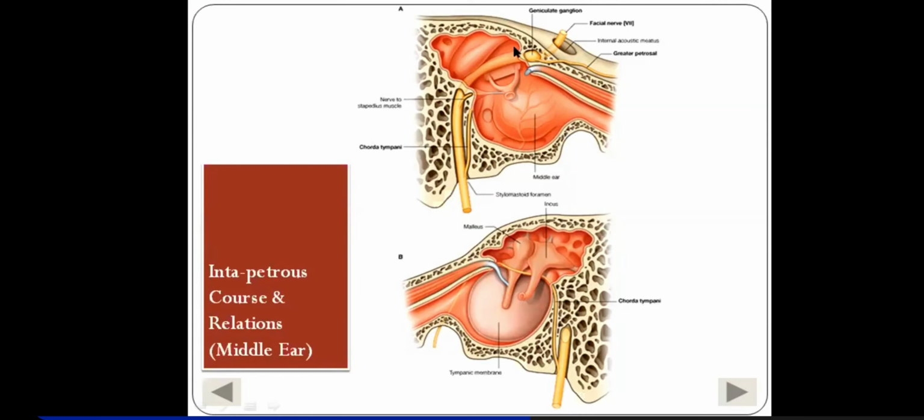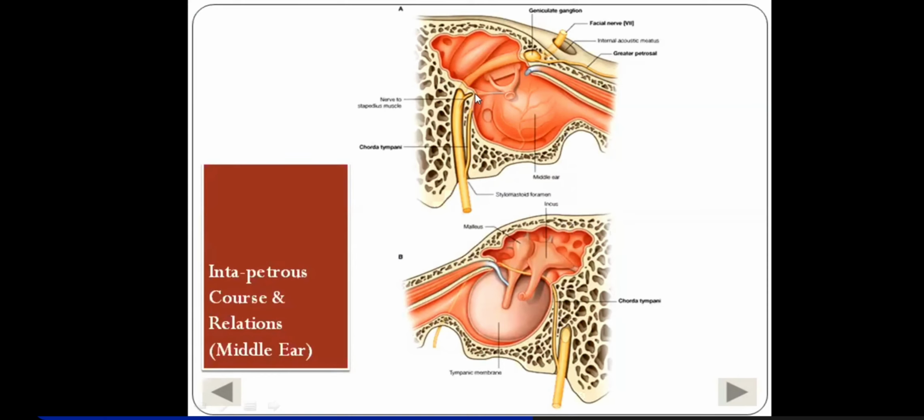Then this is the second portion, which is running above the stapes and below the lateral semicircular canal. This is the bulging of the lateral semicircular canal, and this is the third part of the facial canal. Here you see this is the nerve to stapedius.